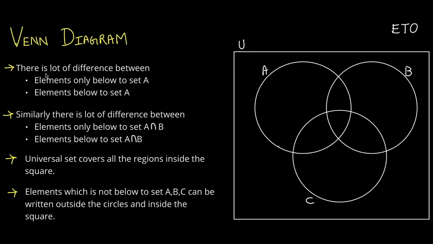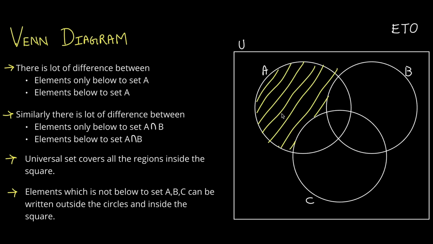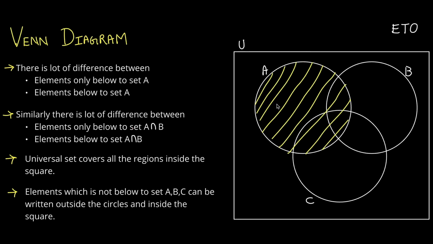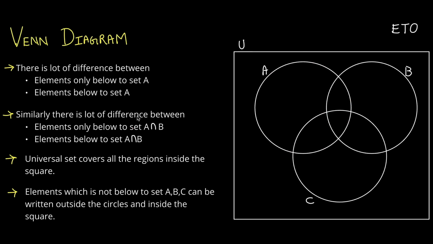The first important note is that there is a lot of difference between elements belonging only to set A and elements belonging to set A. Elements belonging only to set A means elements of A which are not shared with any other set, and elements belonging to A means all the elements of A including the shared ones. Elements belonging only to set A cover this region, and elements belonging to set A cover the region of the entire circle.